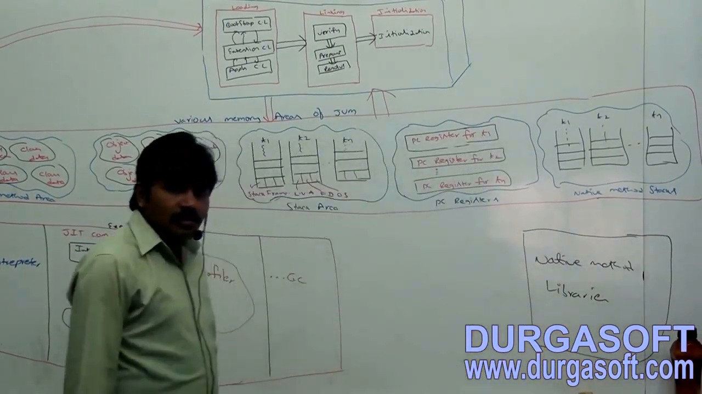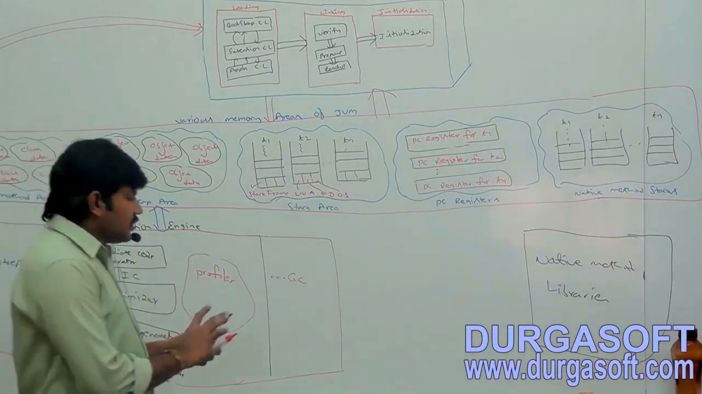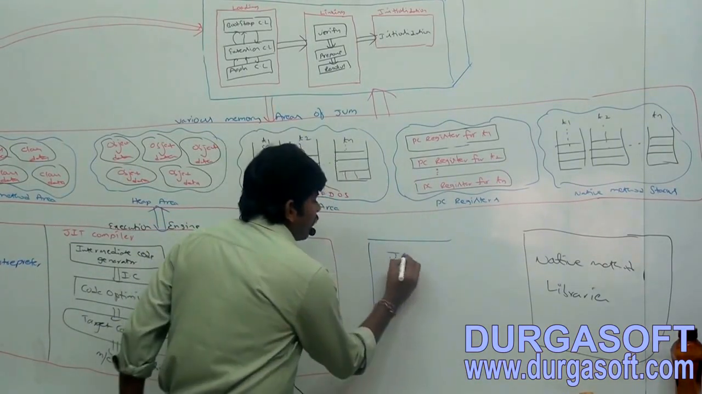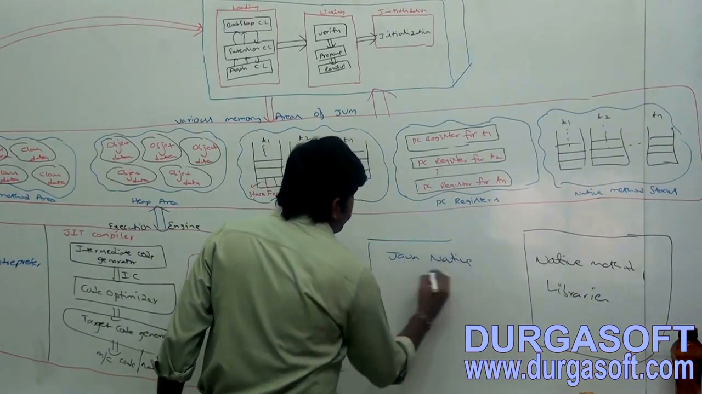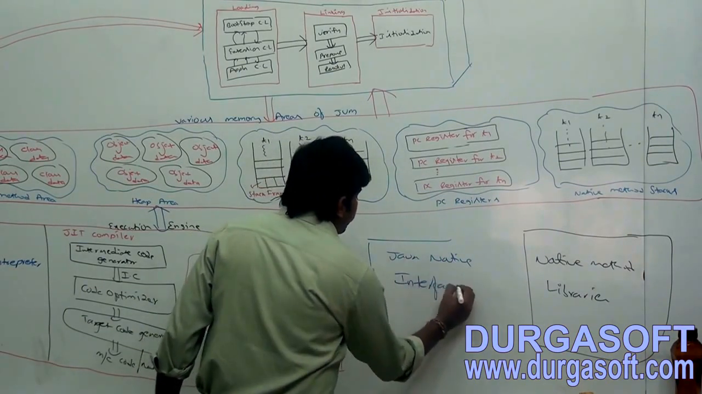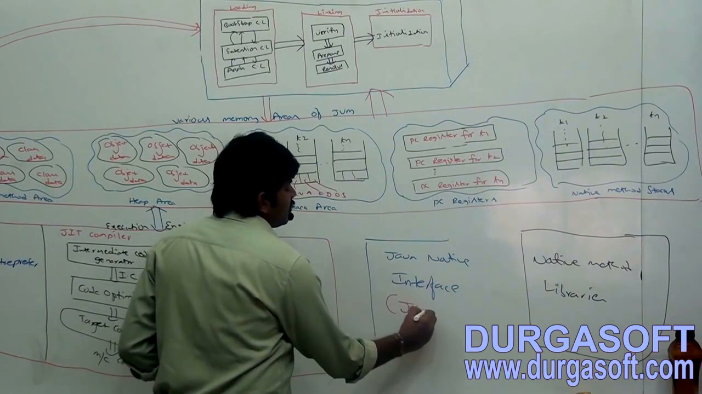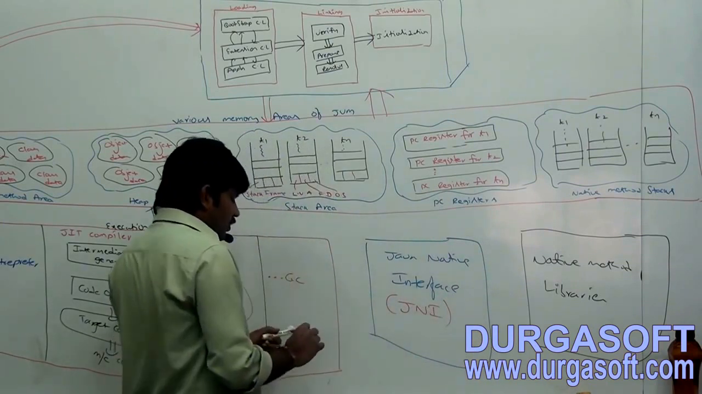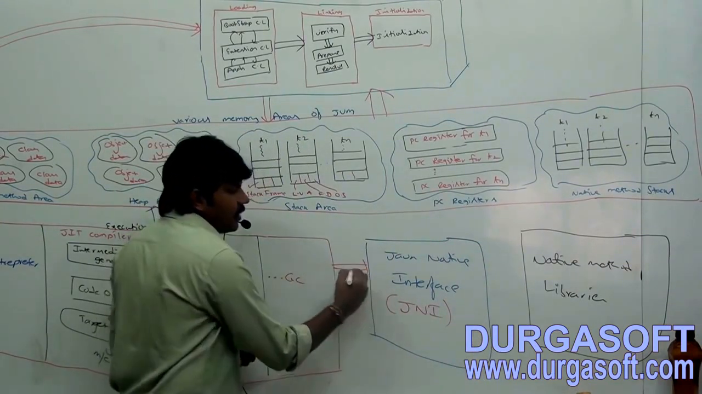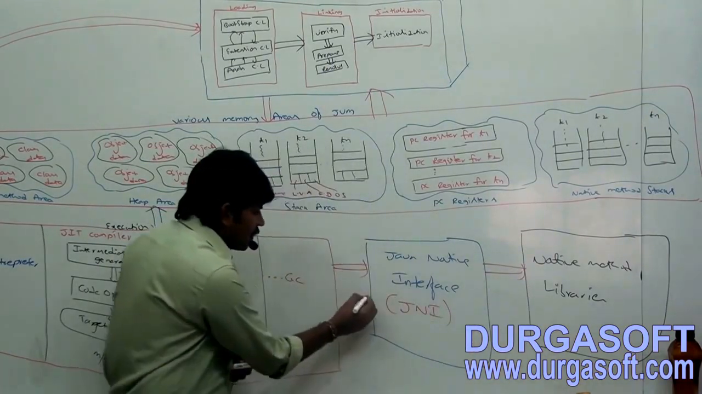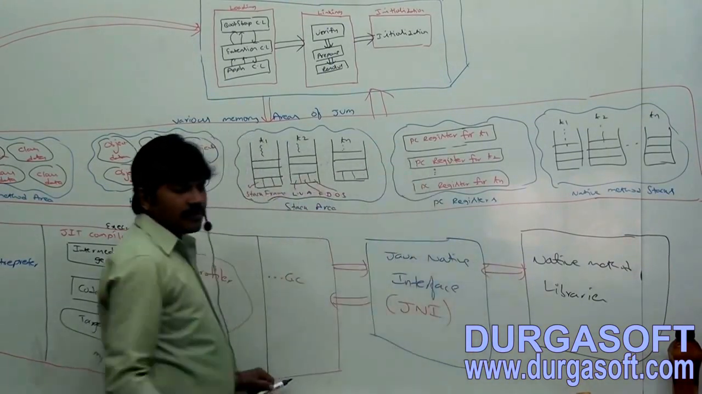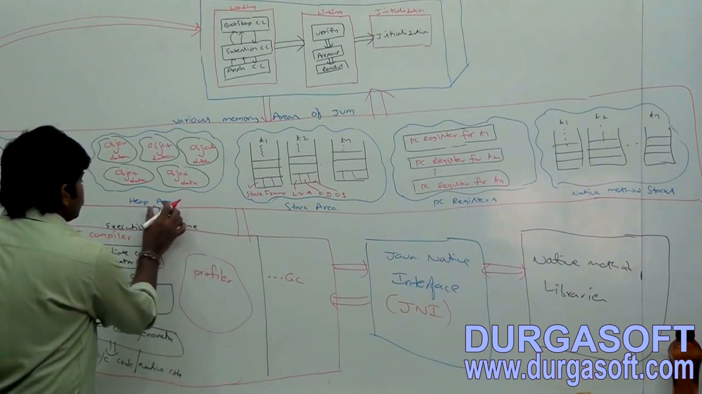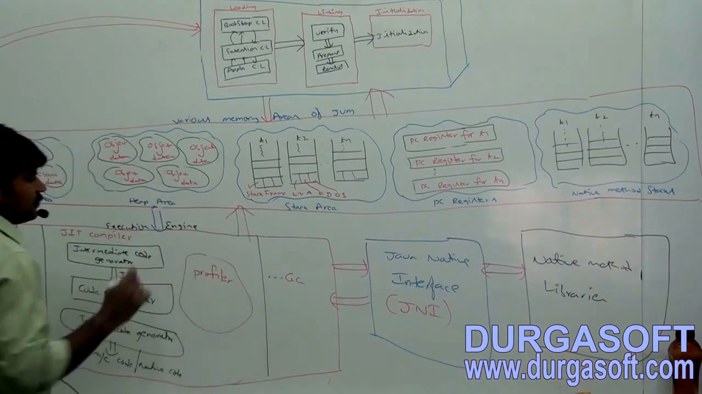Who is responsible to provide native method libraries information? Yeah, Java Native Interface, within bracket we can use JNI. JNI is responsible to provide native method information, right? Now this person can communicate with that, and this person is going to provide required information, right? Are you able to understand? So this execution engine is responsible to communicate.